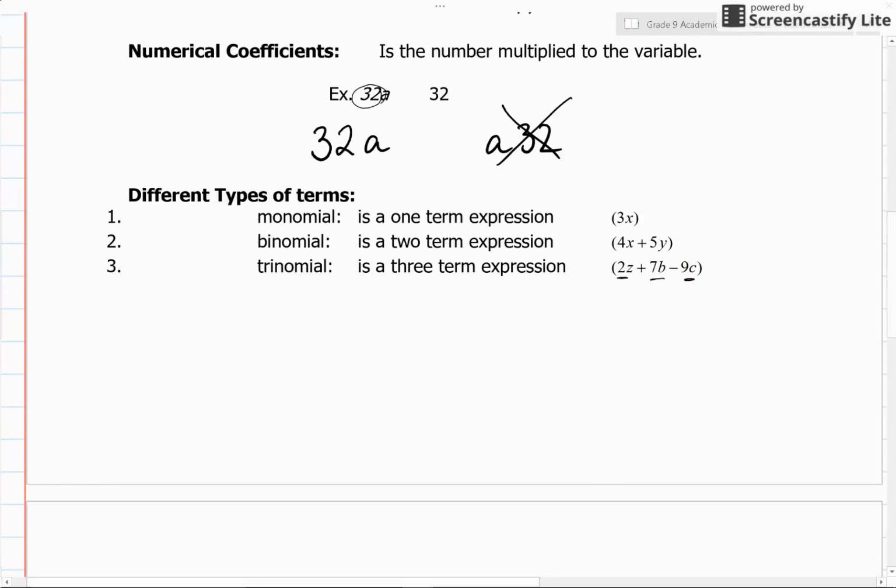Different kinds of terms. We have monomials. Monomials are expressions with one term. So here we have 3x is one term. Binomial. Bi means bicycle, two wheels. Bi means two. And binomial means an expression with two terms. So here I have 4x and 5y being separated by a plus sign. Trinomials. Tricycles. Think of three wheels. Tri means three, so it's a three-term expression. Here I have 2z plus 7b and 9c. So 2z, 7b, 9c being separated by plus and minus.